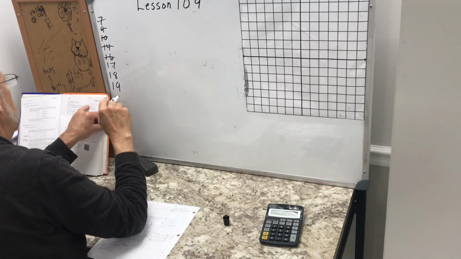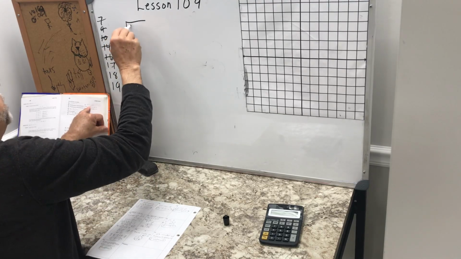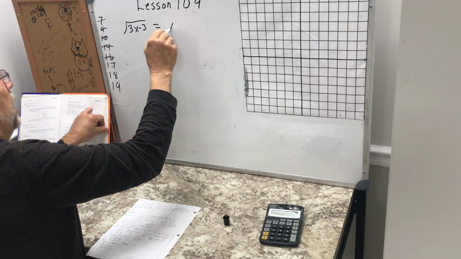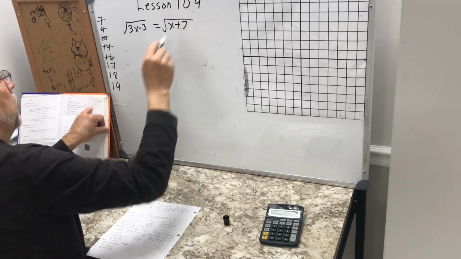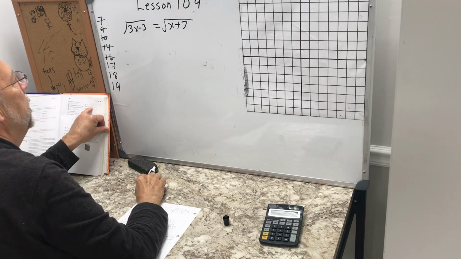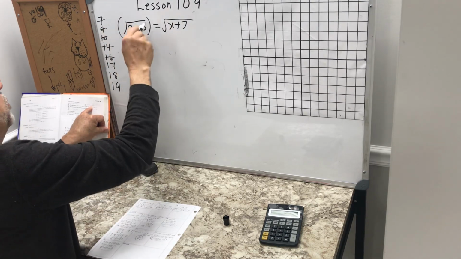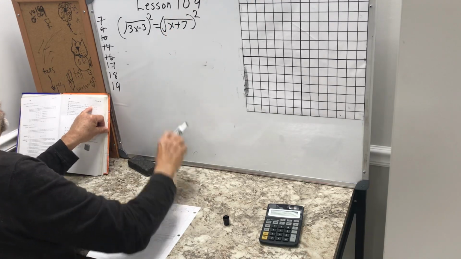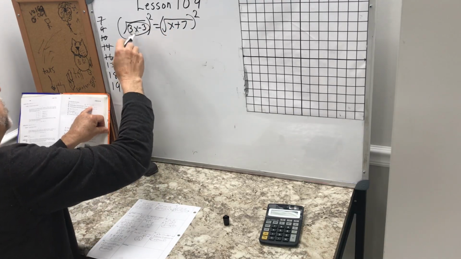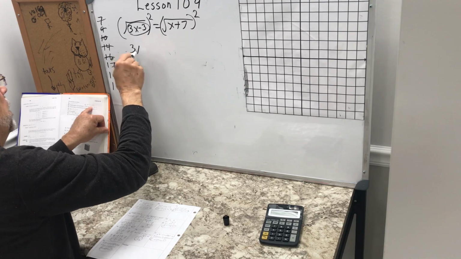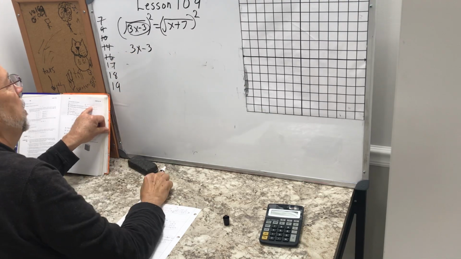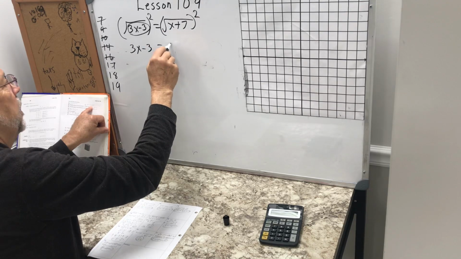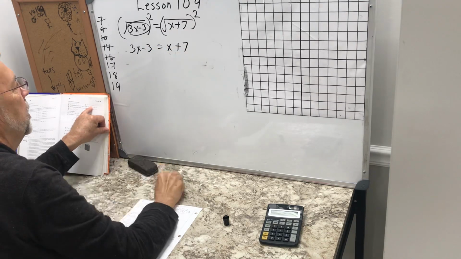Number 17 is a similar problem, maybe even easier. The square root of 3x minus 3 equals the square root of x plus 7. Both of those have the square root sign above them. We square those to remove it. What we do on one side, we'll do on the other. Again, the total number is the square of that. 3x minus 3 equals, this side had a square root sign too, so that is x plus 7.